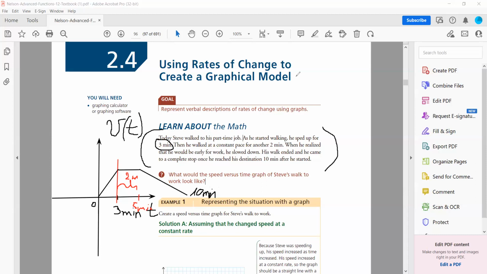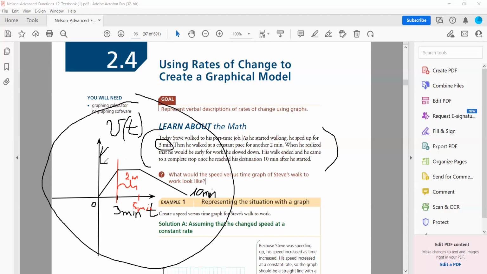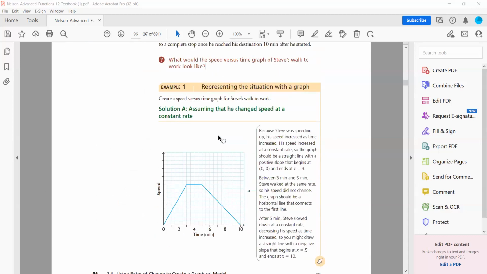So here we plotted the graph for Steve walking to his job, where the first time period is him accelerating. Meanwhile, the second time period is him walking at a constant speed, and in the third time frame he was decelerating, and decelerating up till the moment when he reached his job. Here is the drawing the book suggests. Everything is the same.